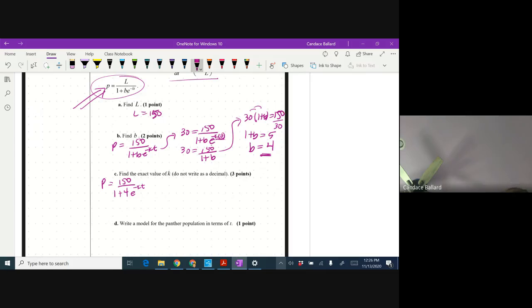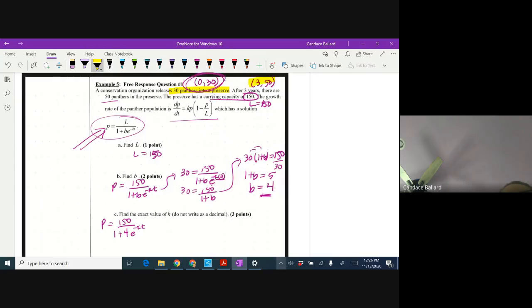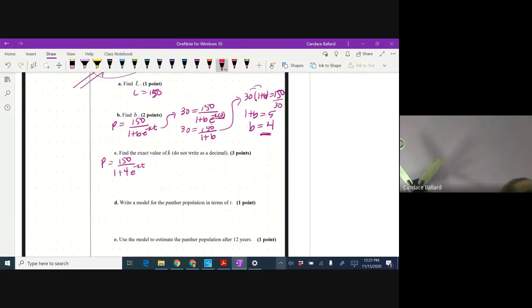We have more information that we haven't used yet, right? We have this information right here where we saw that at 3 years there were 50 Panthers. So I'm going to plug that in and then try to solve for K. I know that 50 Panthers total equals 150 over 1 plus 4e to the negative K times the time, which was 3.